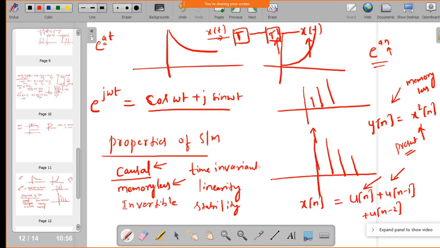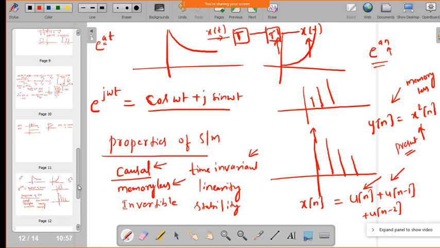If you come to time invariance: if you have the input signal and you shift the input signal by some time variable t naught, and the output is also shifted by the same amount of time, then it is said to be time invariant.